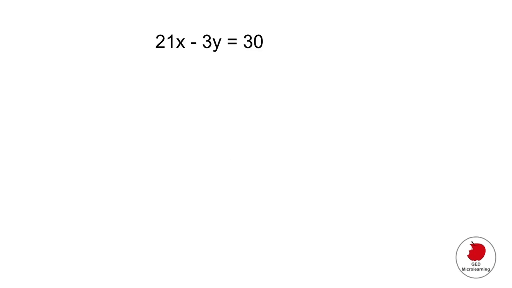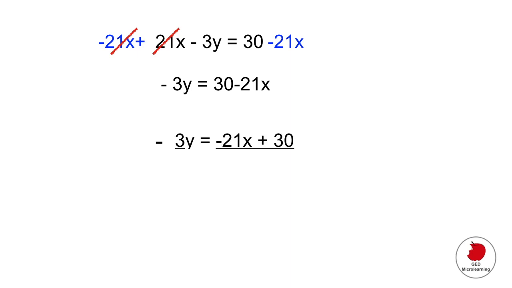What we're going to do is isolate y on the left side by getting rid of that 21x, adding negative 21x to the left side and doing the same thing on the right side, so that these two numbers cancel out. That leaves us with this expression. Now all you have to do is divide both sides by negative 3 so that you can isolate y. I'm just going to rewrite the expression like this. So we divide both sides by minus 3. That gives us y is equal to 7x minus 10.